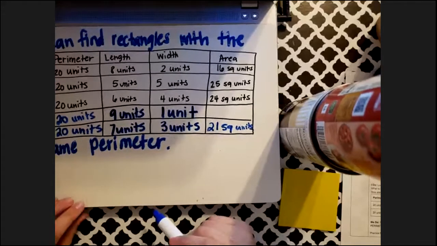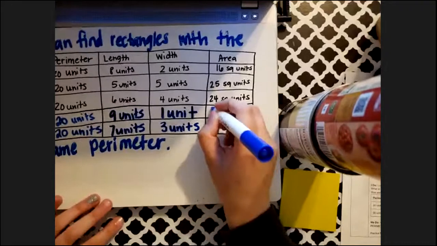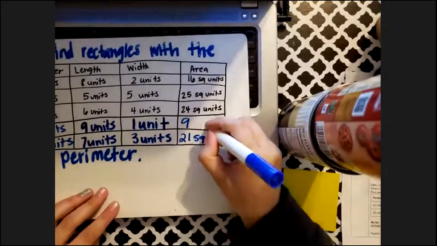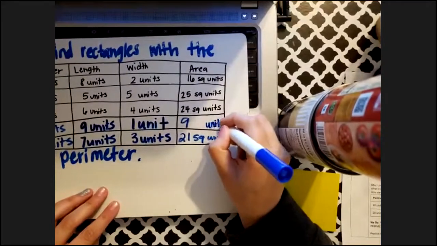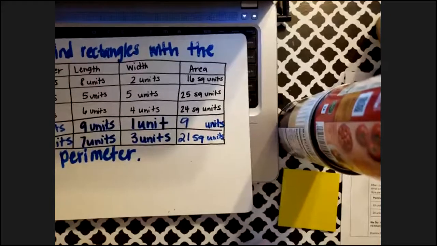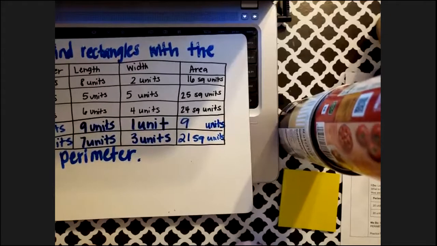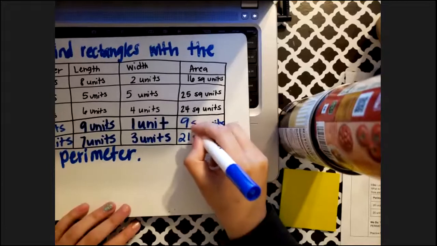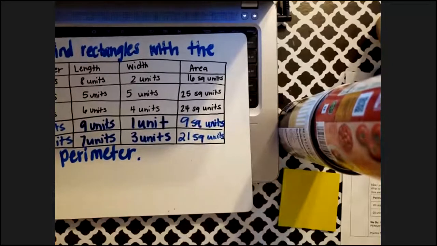9, yeah. 9 what? Units. Very close. What do I need to put between 9 and units? Phone a friend? Square. Good job, Square. Good job. 9 square units.